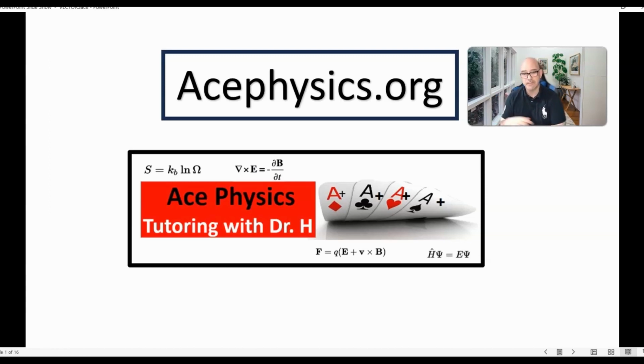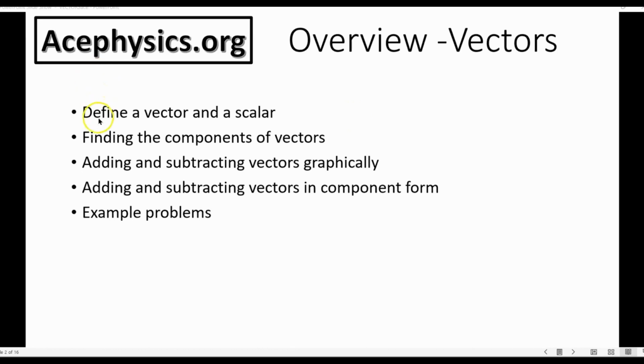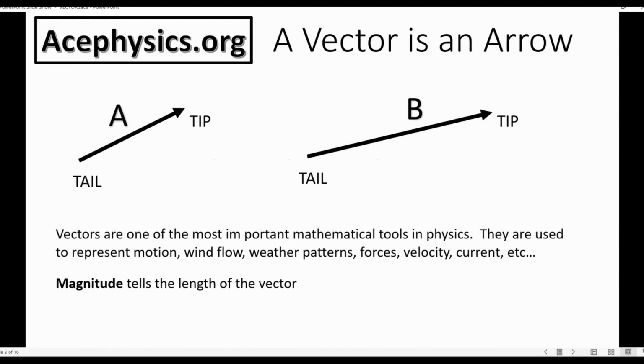I love physics. All right, so here's a quick overview. We're going to define a vector and a scalar quantity, finding the components of a vector, adding and subtracting vectors graphically, adding and subtracting vectors in component form. There will be a couple of example problems on this presentation, and then there will be some following presentations which have more problems. To begin with, what is a vector?